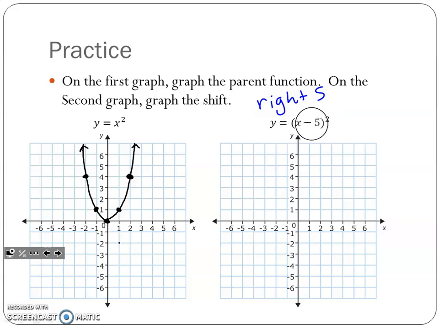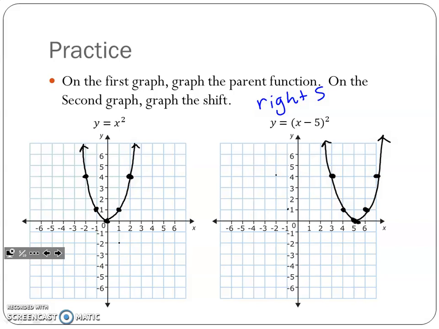You're going to look. Oh, okay, it's inside parentheses. Inside means that I'm going left and right, and we always do the opposite. So I'm going to go to the right 5. Okay? So each of those points, 0, 0, moves to the right 5. 1, 1 moves to the right 5. 2, 4 moves to the right 5. Negative 1, 1 moves to the right 5. Negative 2, 4 moves to the right 5. Right? So those are examples of horizontal shifts.